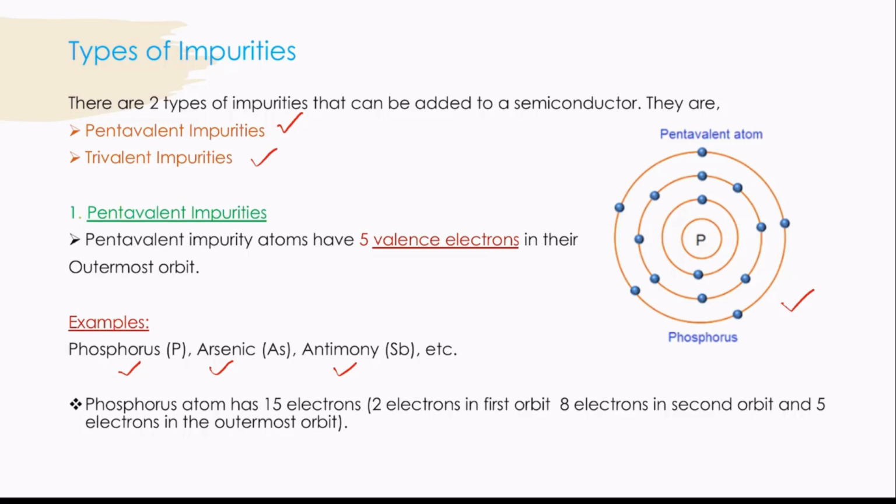Now these 15 electrons are arranged in their orbits as 2 electrons in the first orbit, 8 electrons in the second orbit and 5 electrons in the outermost orbit. Now if you see here, the first orbit is filled with 2 electrons, the second orbit is filled with 8 electrons and the outermost orbit is filled with 5 electrons. That's why it is called the pentavalent impurity atom.